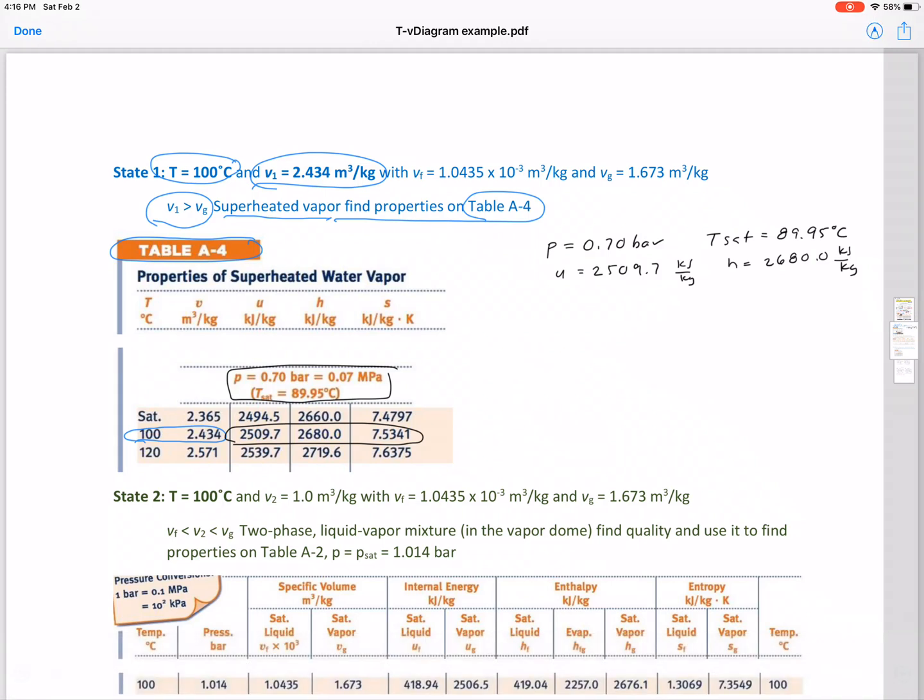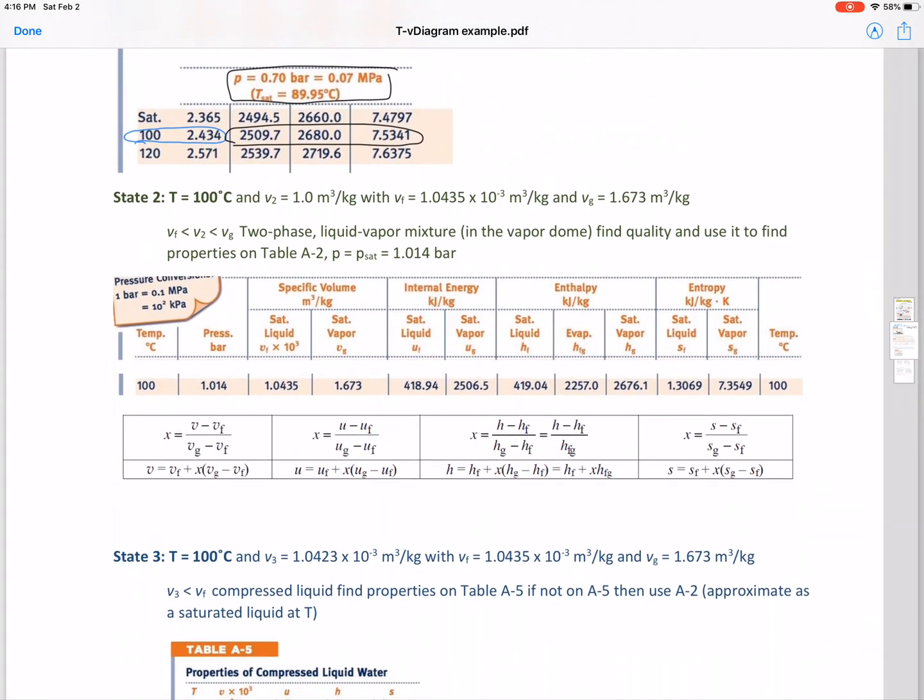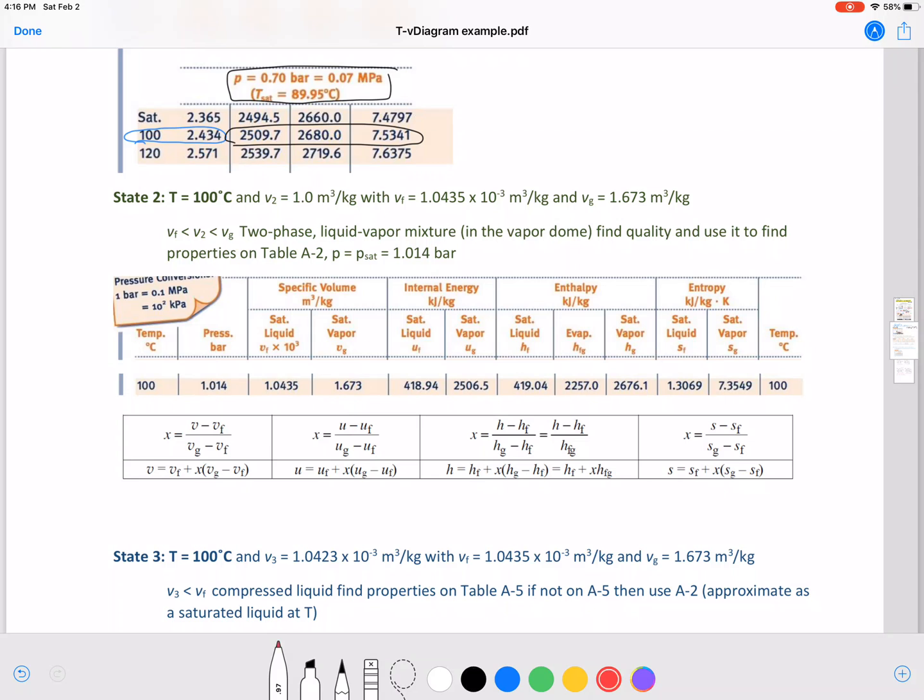We can continue on here for state 2. In the case of state 2, we have 100 degrees Celsius, and we have a specific volume of 1 cubic meter per kilogram. And we again see that it falls between these values. We know that then it is a two-phase liquid vapor mixture. We're in the vapor dome, and we need to find quality and use quality to find the properties on table A2. In this case, we know that P equals PSAT, which is 1.014 bars.